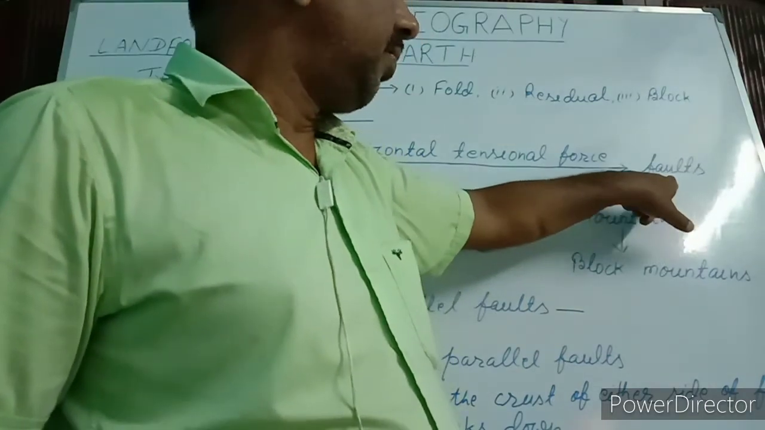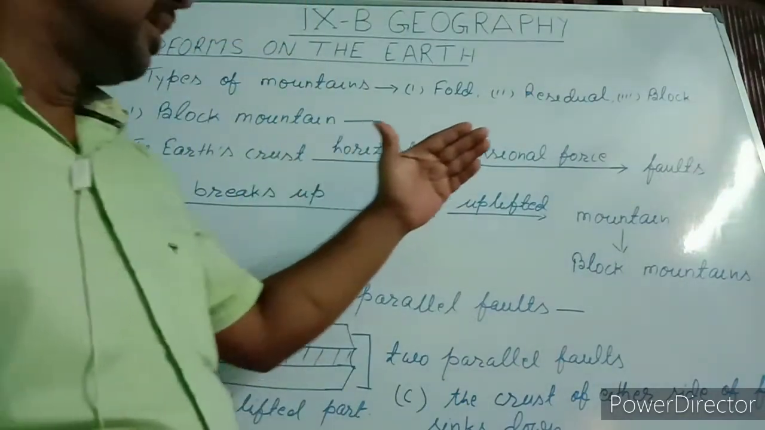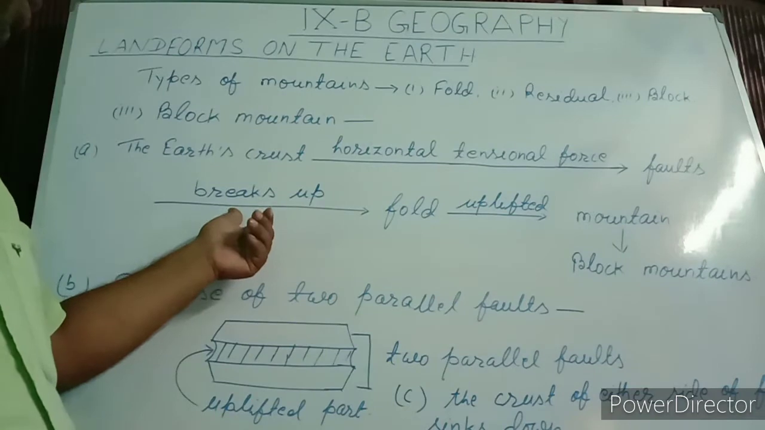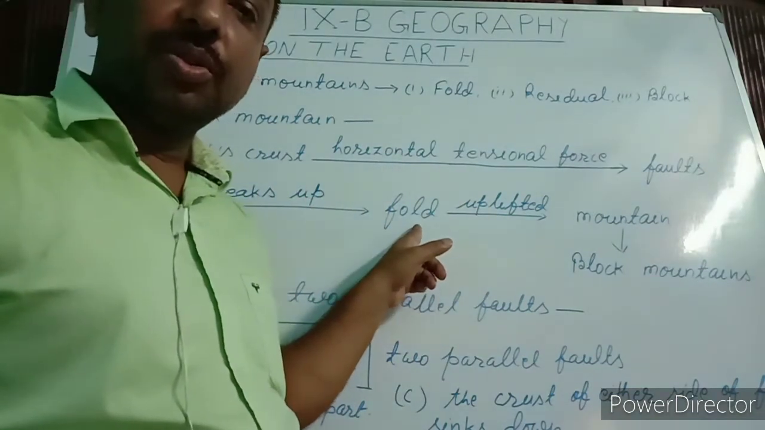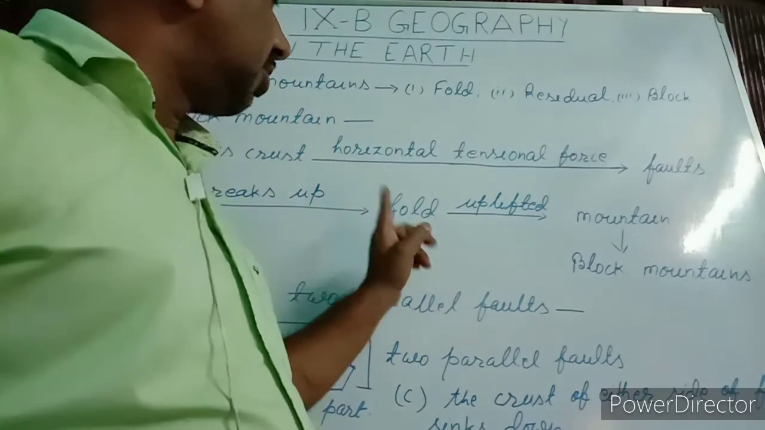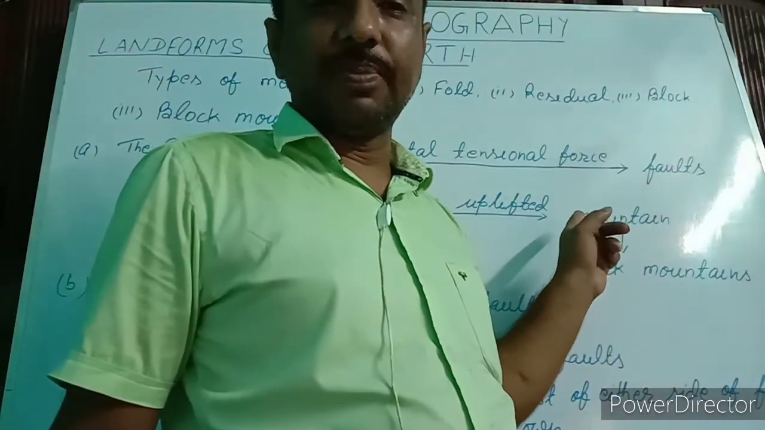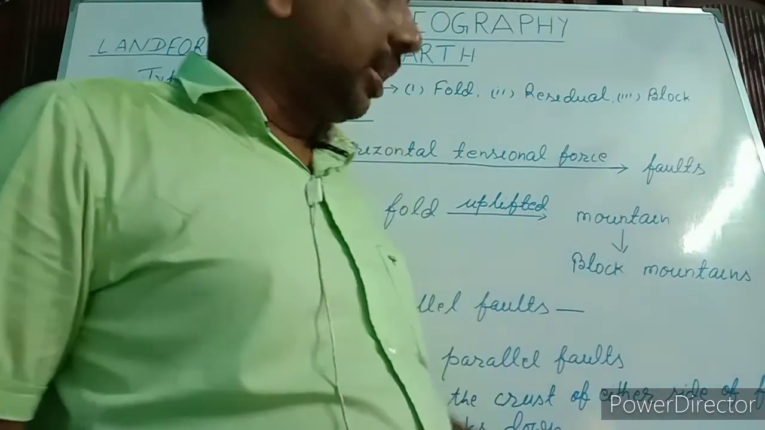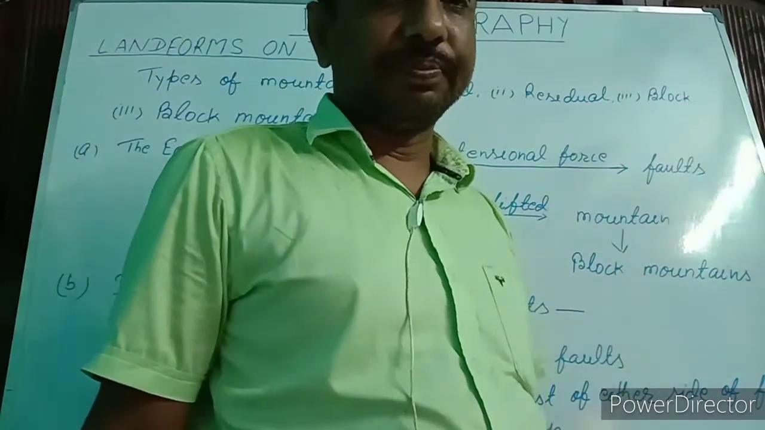I shall explain all words. Folds are prepared, and these folds are broken to make the fold, and this fold is uplifted, gets the shape of the mountain. That type of mountain is called block mountains.